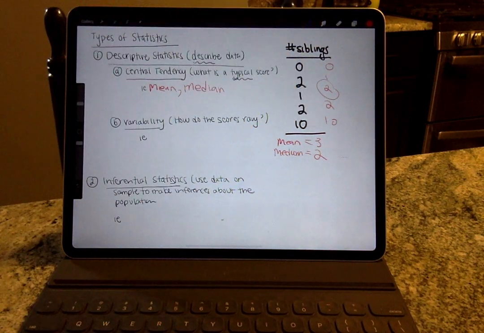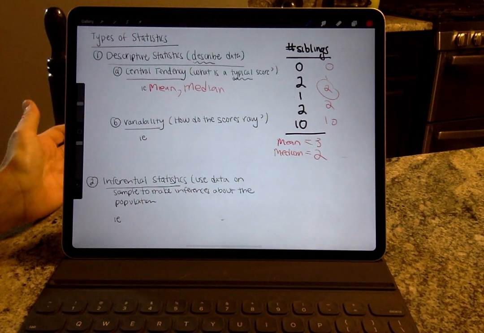Now, it was really easy in this case because we had a single number in the middle, but sometimes you have an even number of observations. There might not be 1 number in the middle, there might be 2 numbers in the middle. And in that case, you're going to take the average of the 2 numbers in the middle.